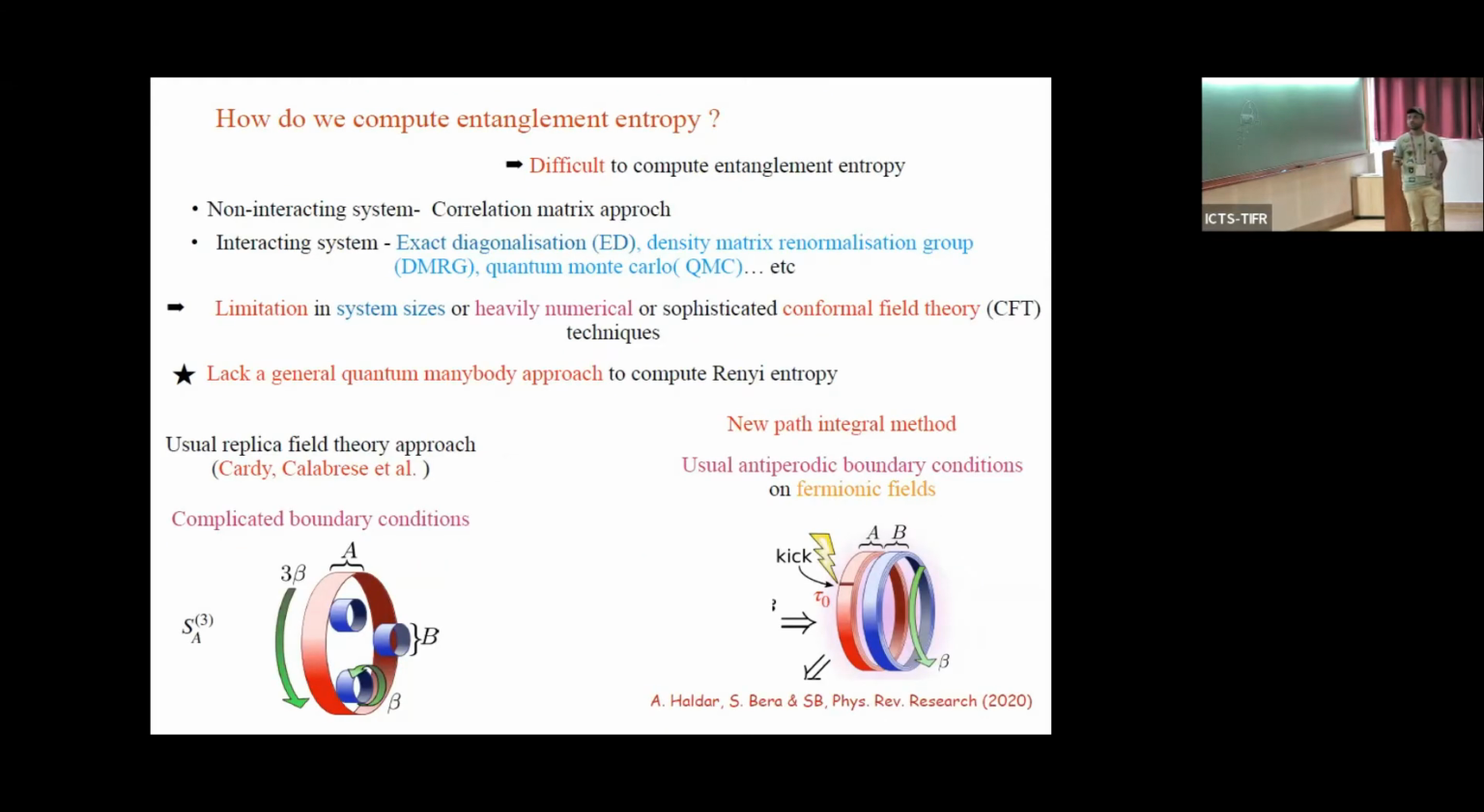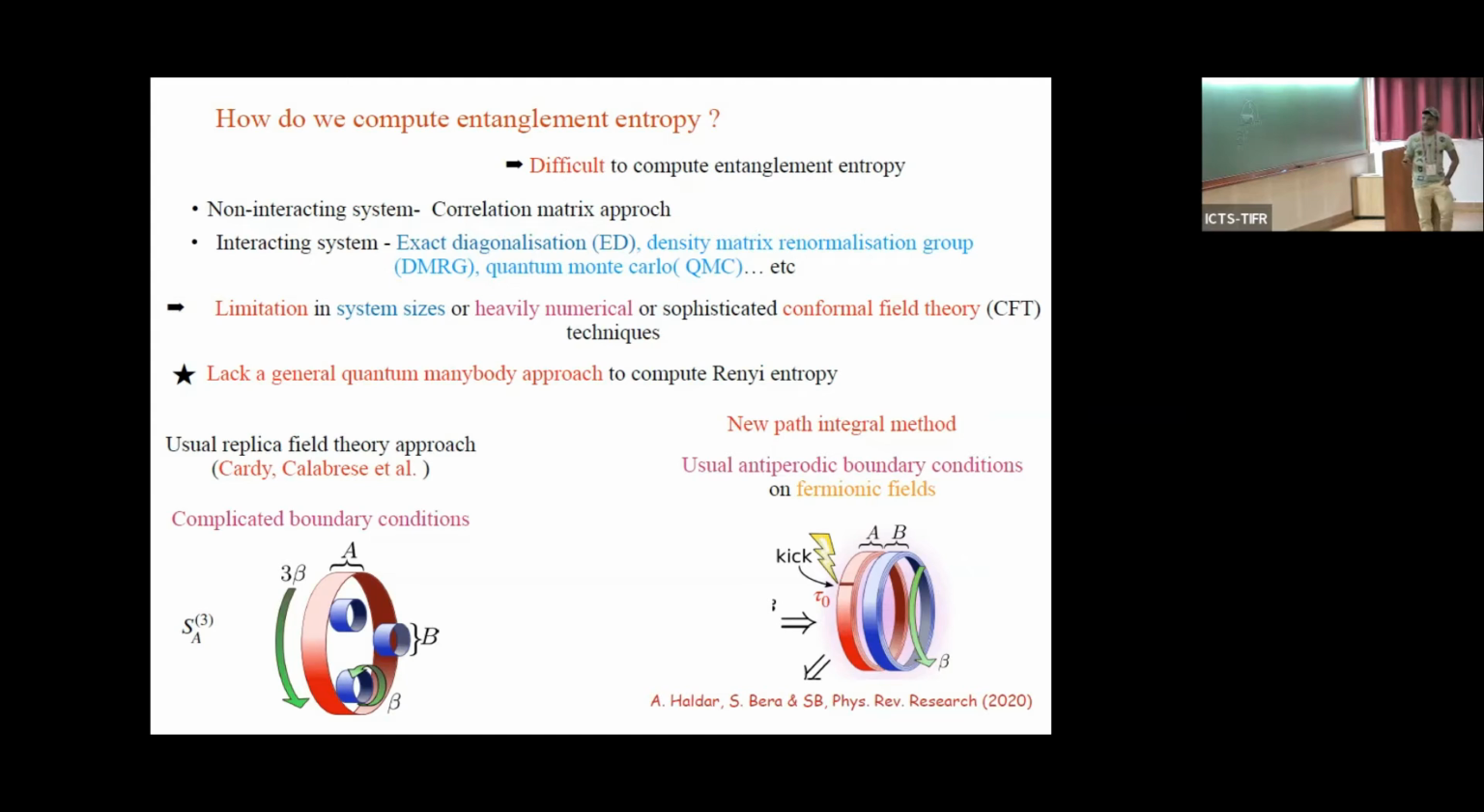Okay, then how do we compute the entanglement entropy? That is the important question. In general it is difficult to compute entanglement entropy. For a non-interacting system, there is a simple approach, the correlation matrix approach, with which you can calculate the entanglement entropy. But for interacting systems, there are exact diagonalization, density matrix renormalization group and quantum Monte Carlo methods. But they have their own limitations, either in system size, or they are heavily numerical, or you may have conformal field theory, which is very sophisticated. So we need a general quantum many-body approach to compute Renyi entropy.